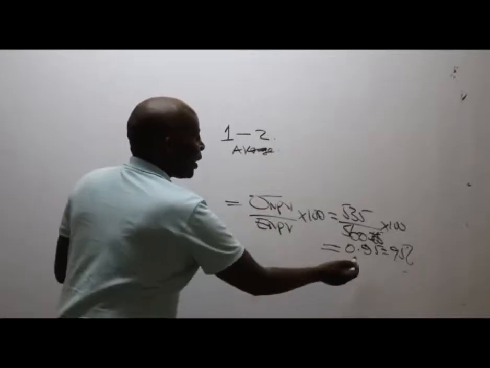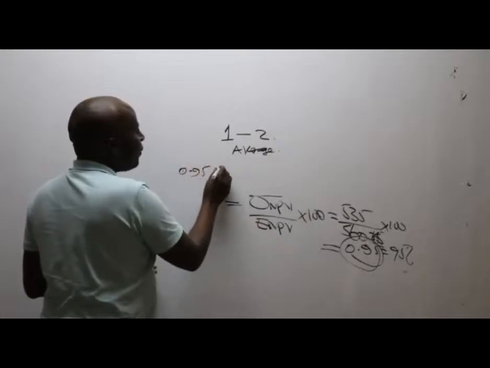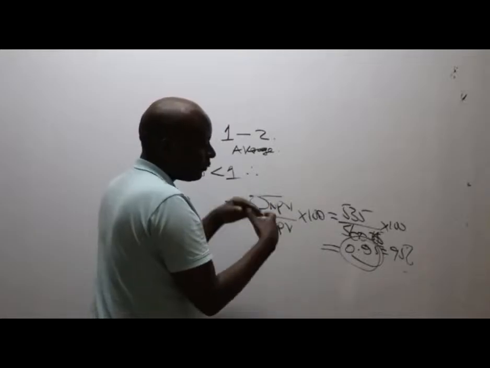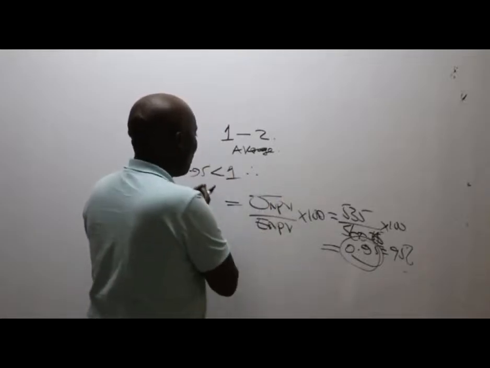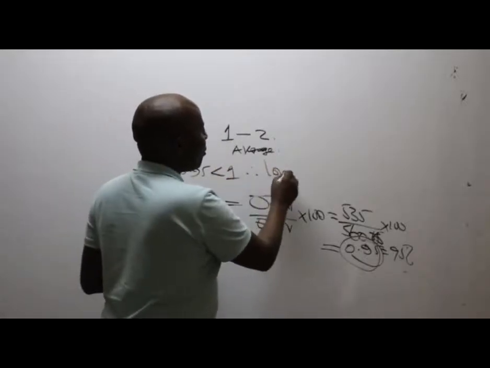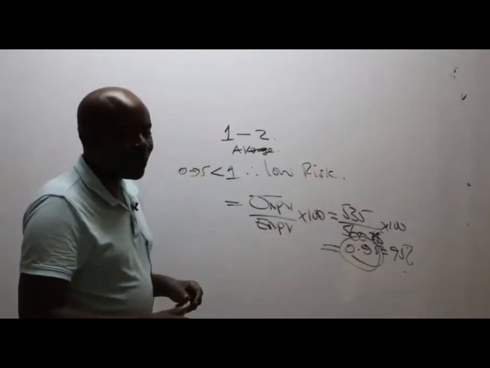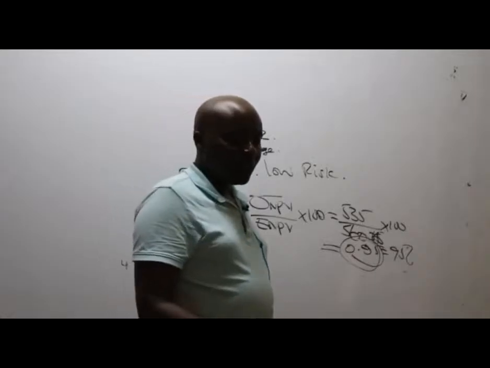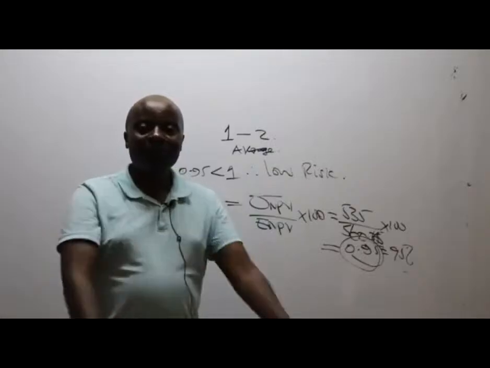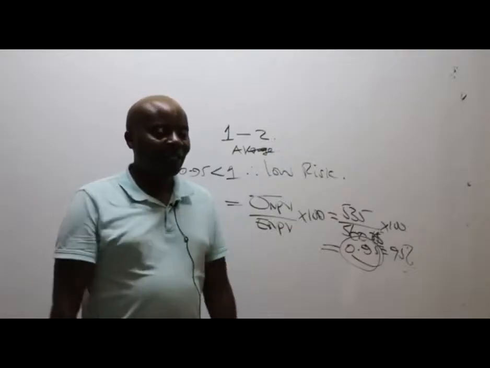But in this case, look at the one that you have obtained here, 0.95. 0.95 is less than 1. Meaning that our project, regardless of the fact that 95% is so high, but given what they have told us, 0.95 is on the left of 1, meaning that our project is a project which is low risk. Is that okay?